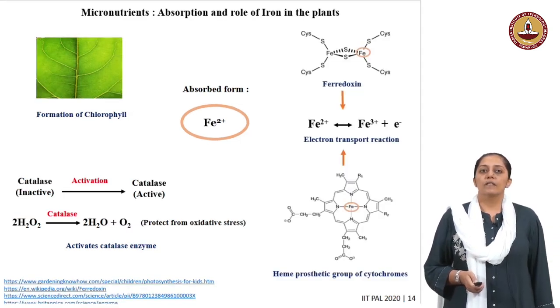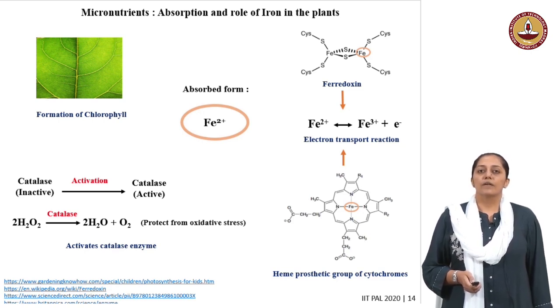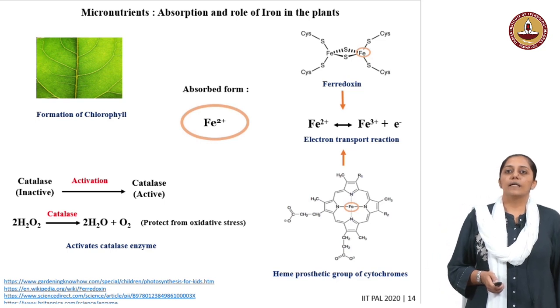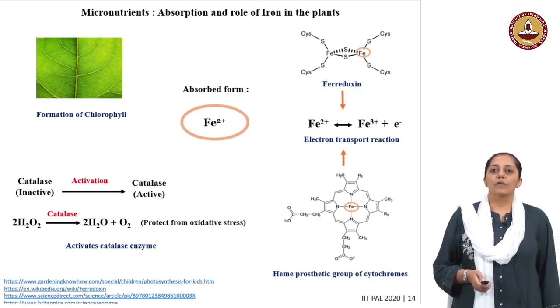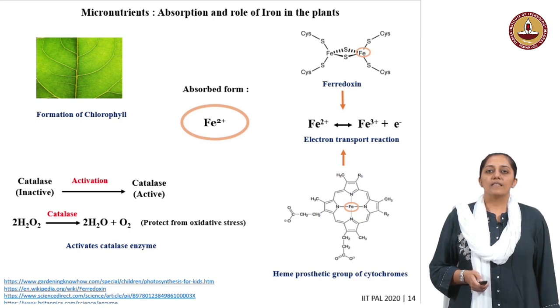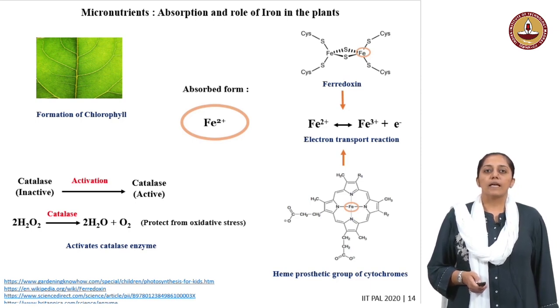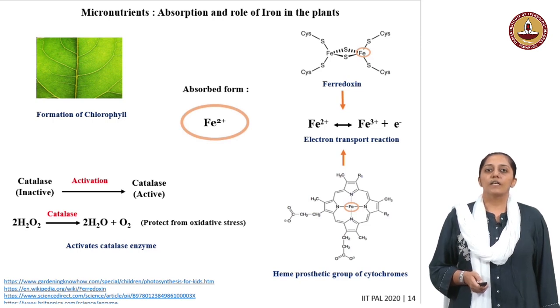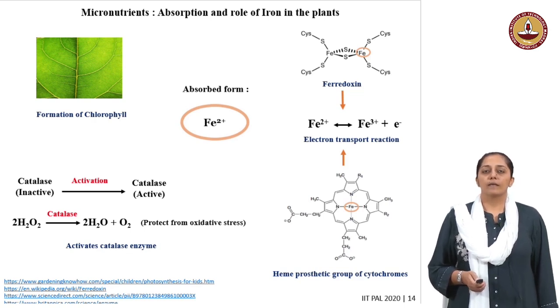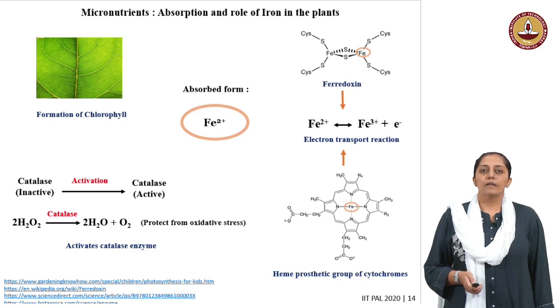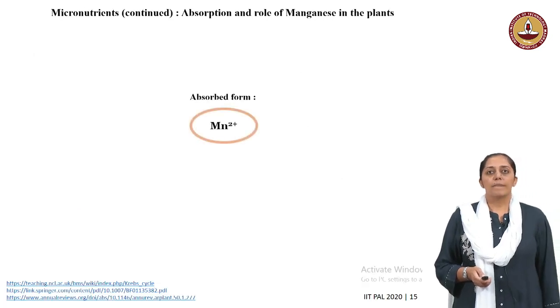So, ferredoxins, they are iron sulphur proteins, and cytochromes, these are redox active proteins which contain a heme with a central iron atom at its core, which acts as a cofactor that mediates electron transfer by changing the oxidation state of the ion from ferrous to ferric. Starting with iron, some idea on manganese.